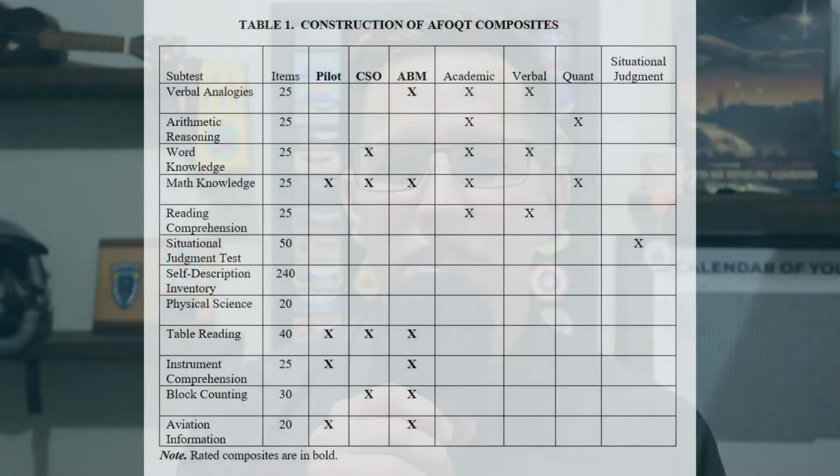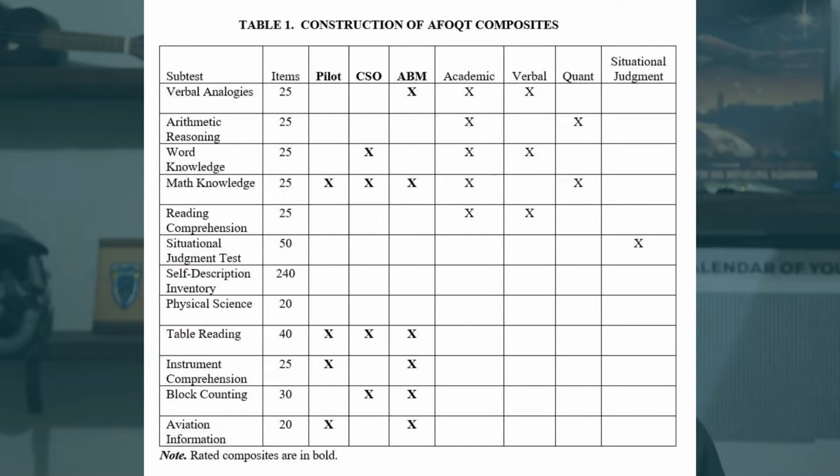Listed on the screen now are all the subtests that comprise the AFOQT. Like I said earlier, their self-description inventory will be graded, but your score won't be visible. Of note as well, the physical science subtest is part of the AFOQT, but does not make up any composite score. This is essentially because it's in a pilot phase and they're testing it out to see if they're going to incorporate it or how they're going to change it for the next iteration of the AFOQT.